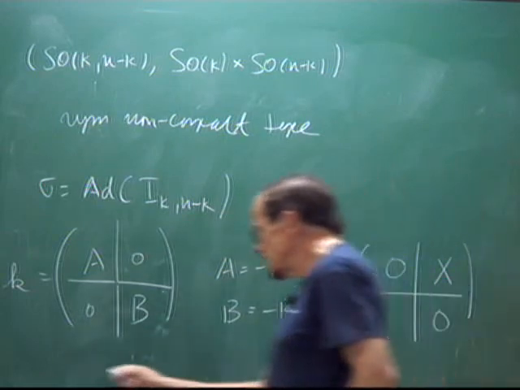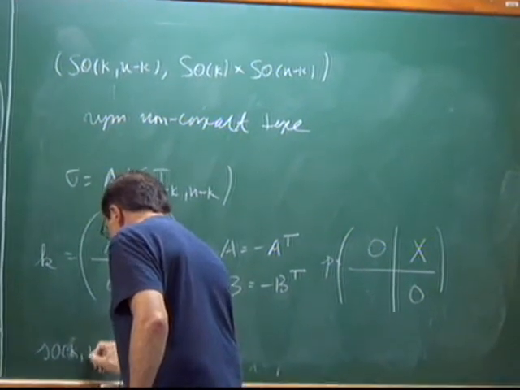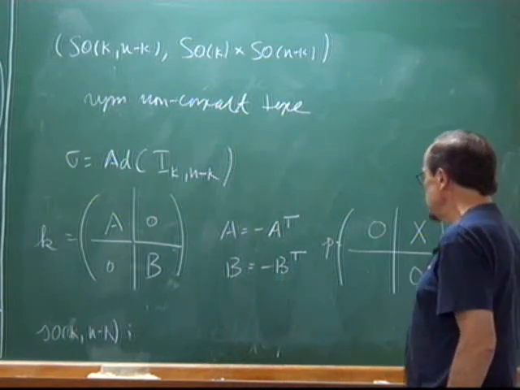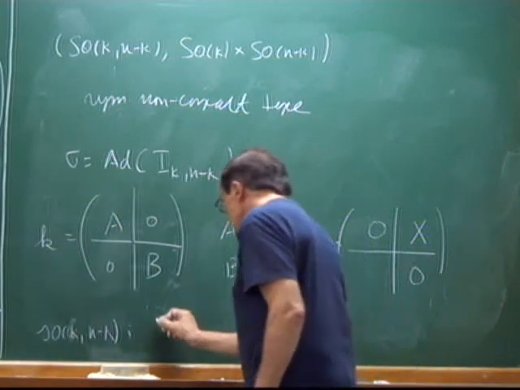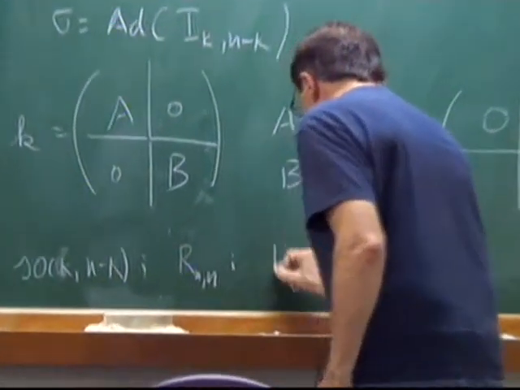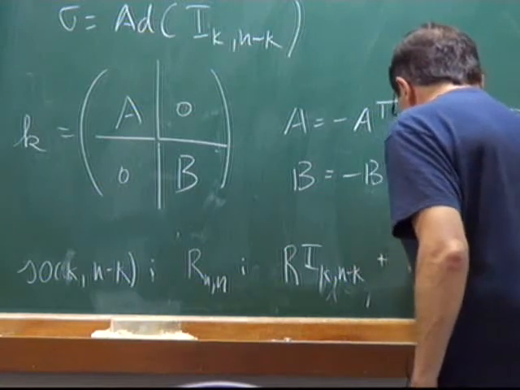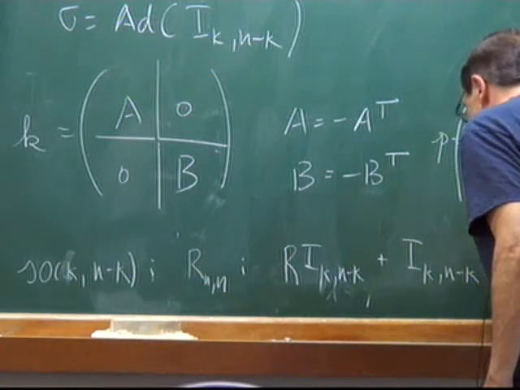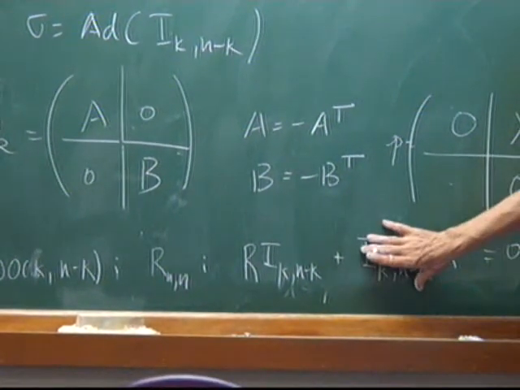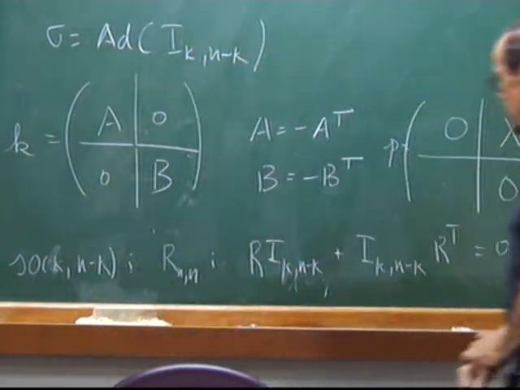So what was the definition of the Lie algebra of SO(k, n minus k)? These were matrices, should I call them R maybe? N by n matrices, such that R I_{k,n-k} plus I_{k,n-k} R transpose is 0. Right? If there's no I, that's skew-symmetric. And if I put an I there, that's the Lie algebra of this indefinite inner product Lie group.